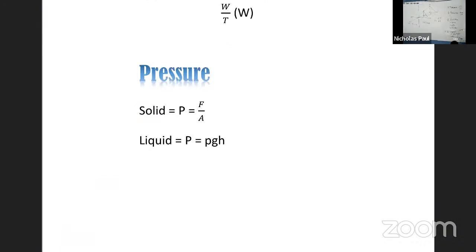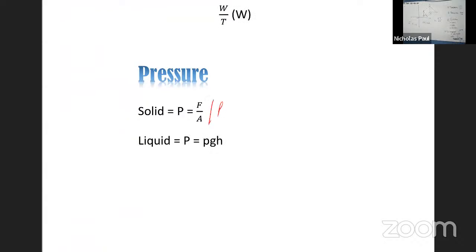Pressure on a solid is force per unit area. What's the SI unit for pressure? Pascals. And what's the alternate that I gave you all again? The next one is N m^-2. All right? And pressure in a liquid.